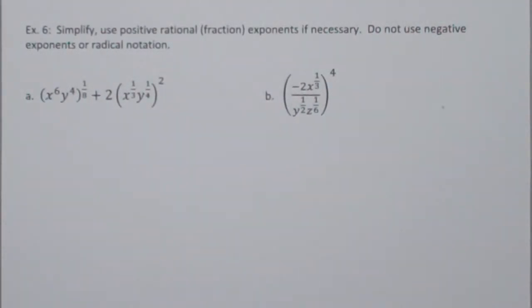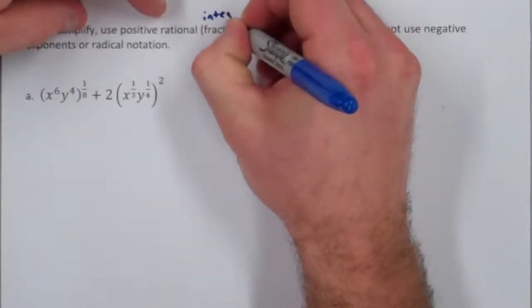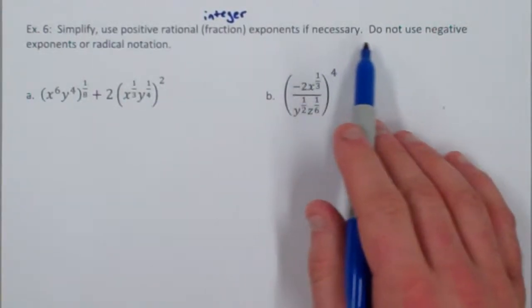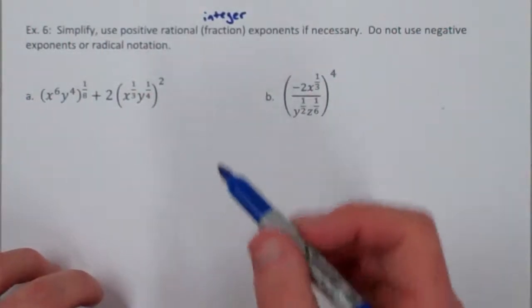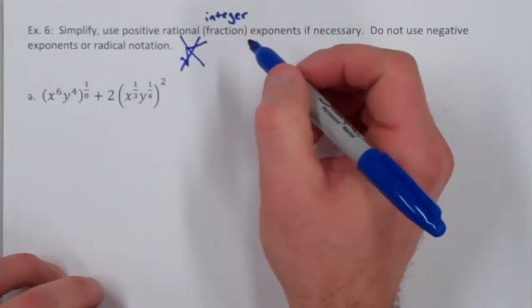Alright, for example 6, we want to use positive rational exponents if necessary, and there's even a little reminder that those can be fractions. They can also be integers. So I'll put a little integer notice up there. And do not use negative exponents or radical notation. So keep in mind we don't want to see any of those guys.